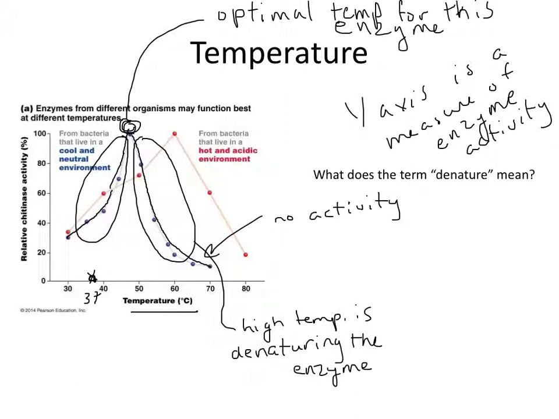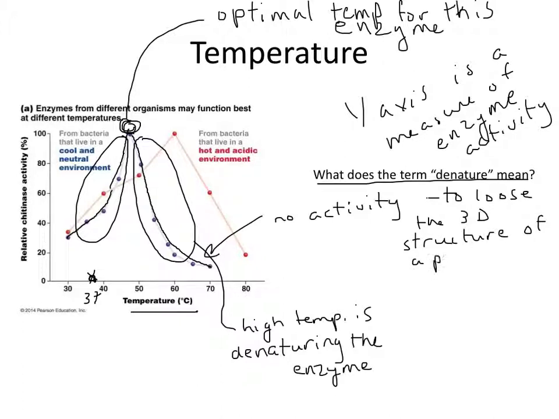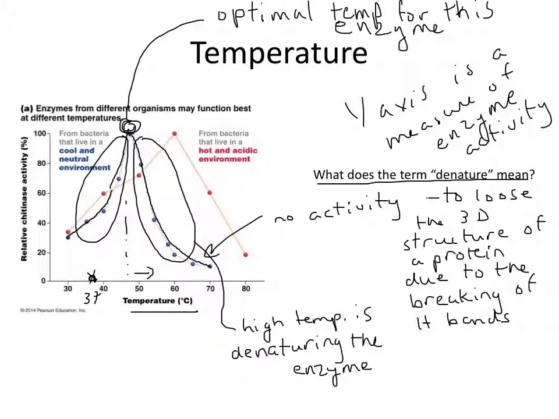And what does that mean? The term denature means to lose the 3D structure of a protein due to the breaking of H or hydrogen bonds. So what's happening in these temperature profiles is once you exceed that optimal temperature, you will have such high temperature that in fact it is causing the hydrogen bonds that are holding that protein into its three-dimensional shape to dissociate or to break, and therefore the protein is unfolding. So the protein unfolds.